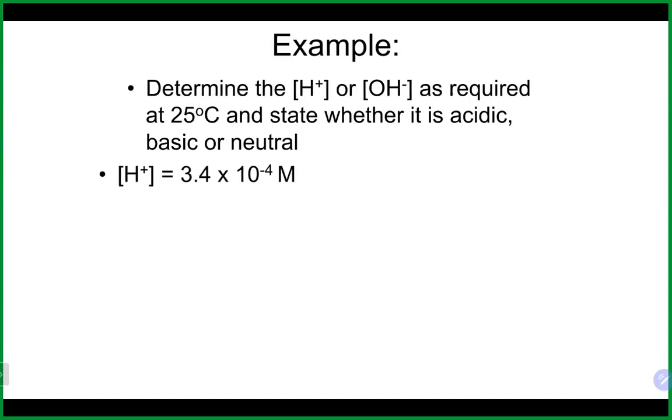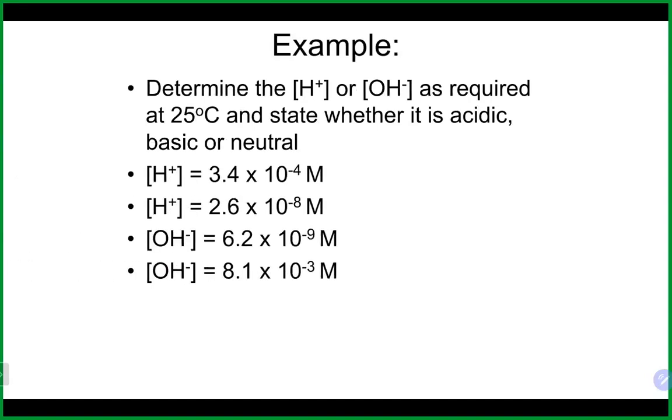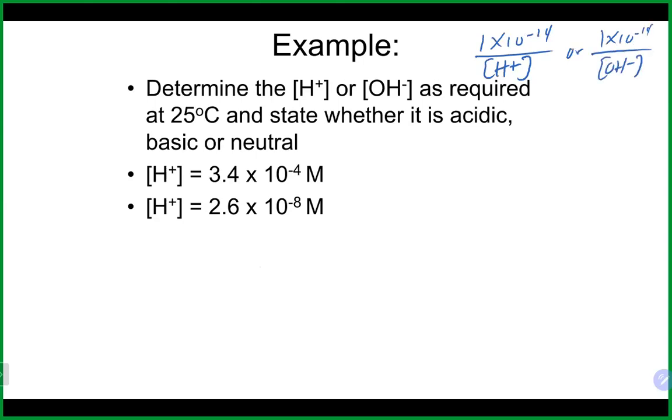All right, so let's take a look at one maybe here. For each of these, I would start with calculating the H plus or OH minus, and is it acidic, basic, or neutral? Grab your calculator, make sure you know how to punch them in. The good news is they're all the same calculation. So basically take 1 times 10 to the minus 14 divided by either the H plus, or 1 times 10 to the minus 14 divided by the OH.